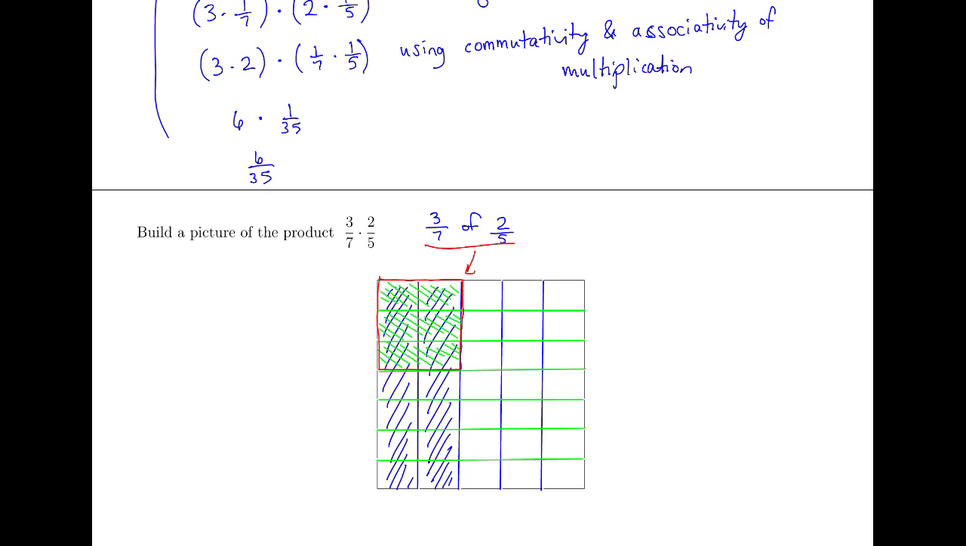Going back, I want to label this. This is 3/7 on the side, and we have 2/5 there. Okay. And if we want to see how much is in that little rectangle, well, there are 6 pieces. I can tell that there are 6 pieces without counting them because it is 3 by 2. So 3 times 2 is 6 pieces.